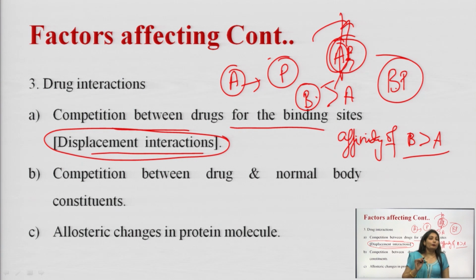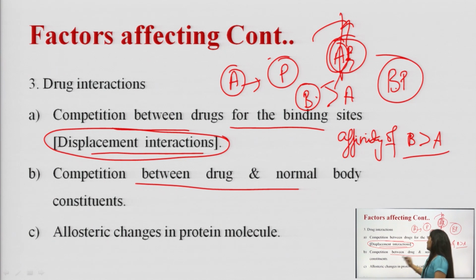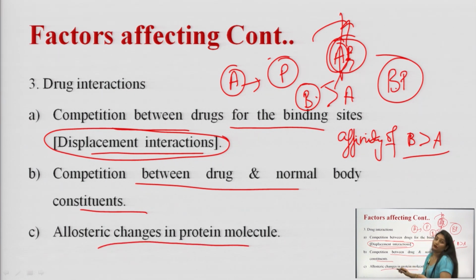Next is the competition between drug and normal body constituents. Third is the allosteric changes in the protein molecule. Sometimes due to this protein binding, there can be some changes in the structure of the protein molecule. If there are any changes in the structure of the protein molecule, that can also affect the extent of protein drug binding.